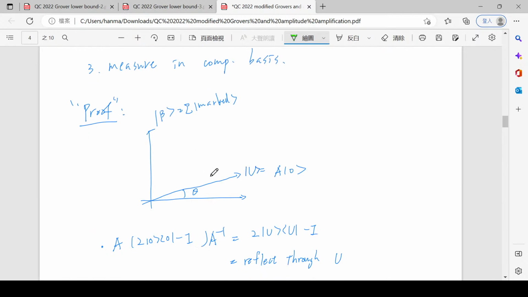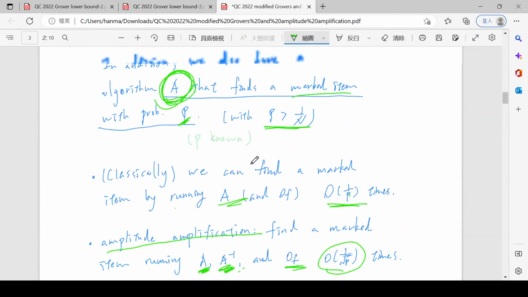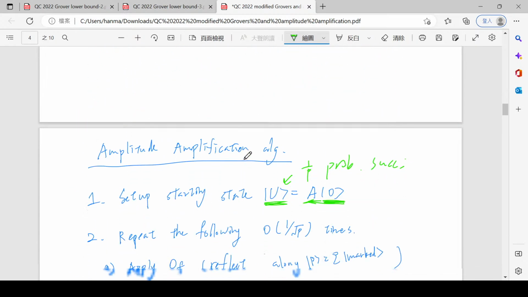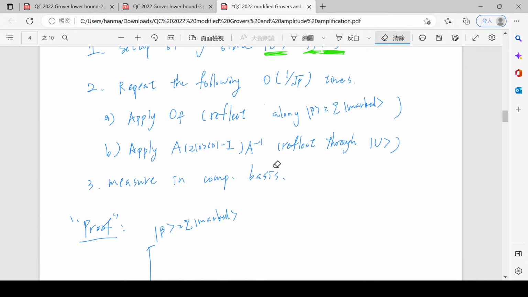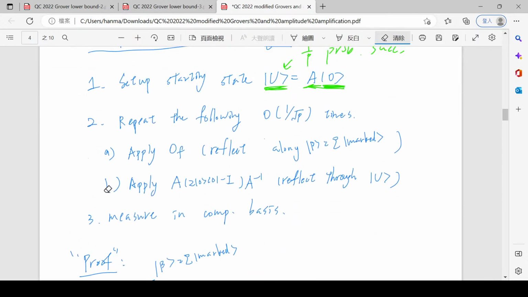Okay, so one thing is we also assume this P is known, to make things easier, because you are going to see P is like M over N. Kind of. We'll see that later. Anyway, so we'll do this repeated two reflection.